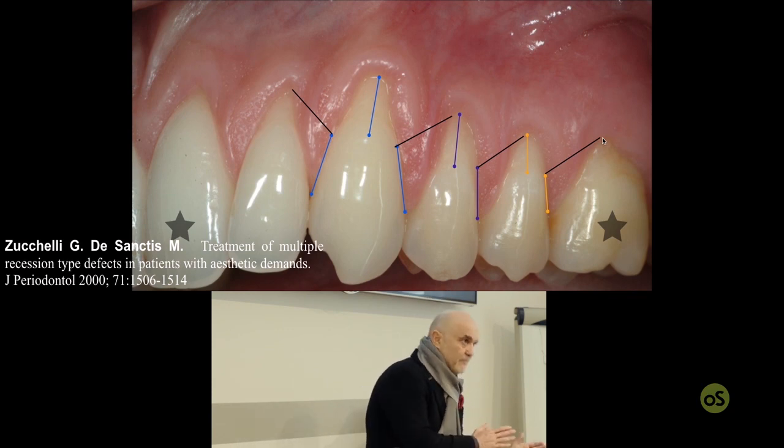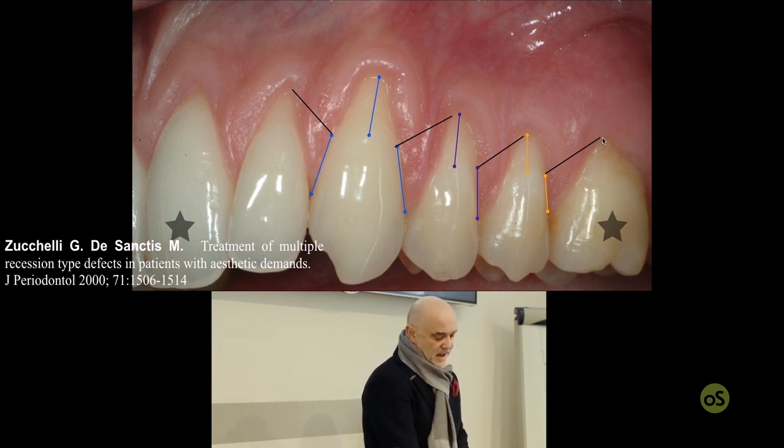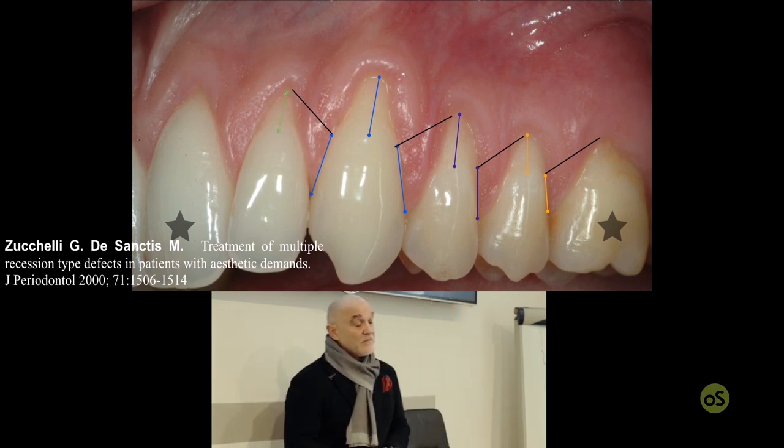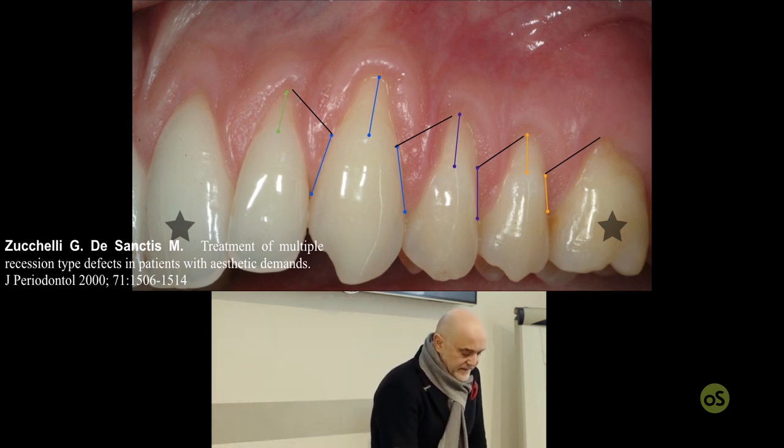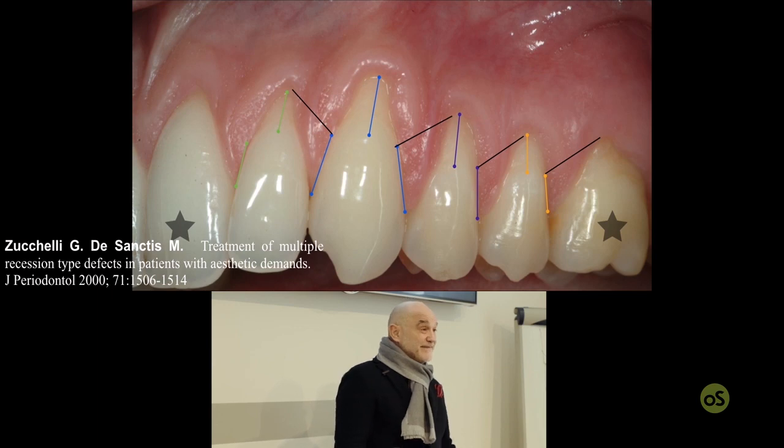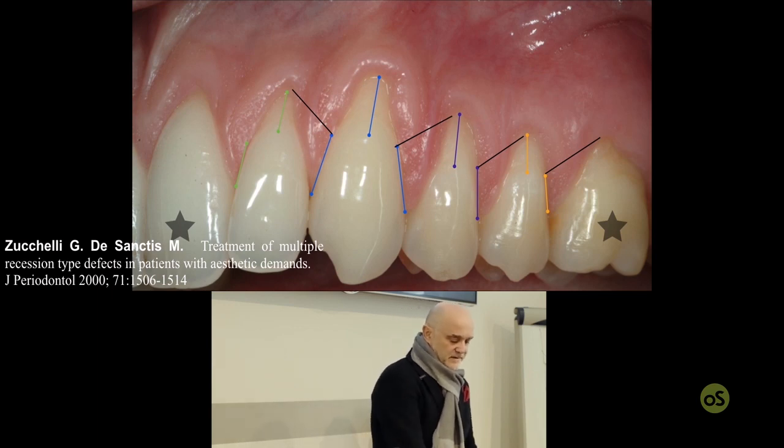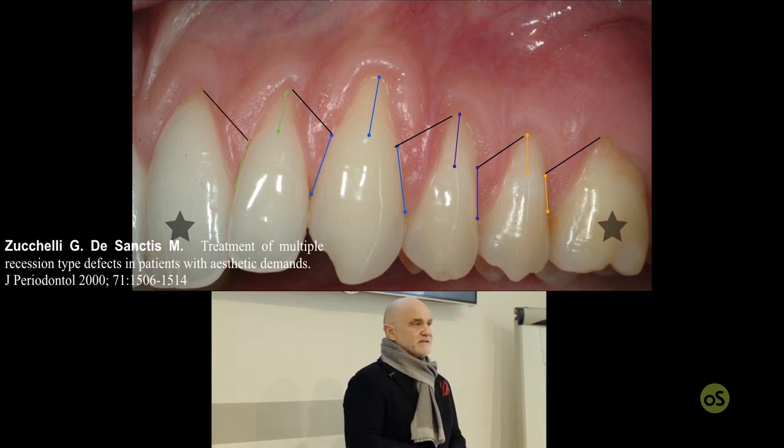Now that we are mesial to the midline, so we are at the level of the lateral, we measure the gingival recession of the lateral. The same distance is measured starting from the tip of the lateral, and here you get a submarginal incision starting from the most apical extension of the soft tissue margin of the central.